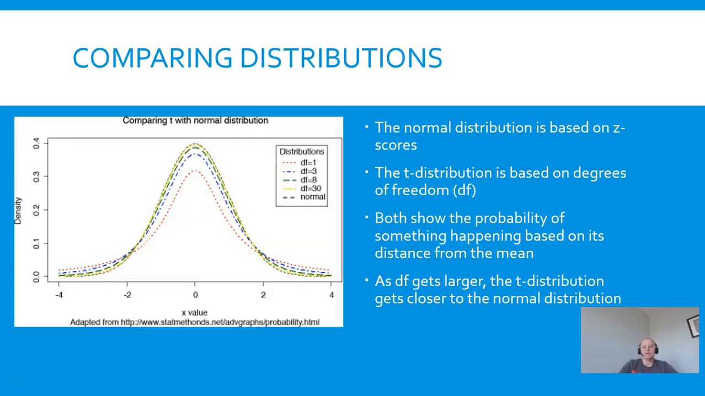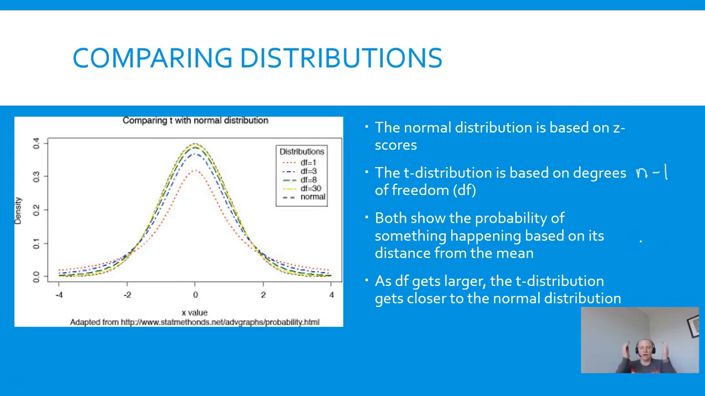So this is a comparison. You can see all the different colors. This green one right here is the normal distribution, the one that we've been working with z-scores. And then you can see the different t distributions. The t distribution is based on something called degrees of freedom, and we get that from the sample size. So degrees of freedom is n minus 1. It's always our sample size minus 1.